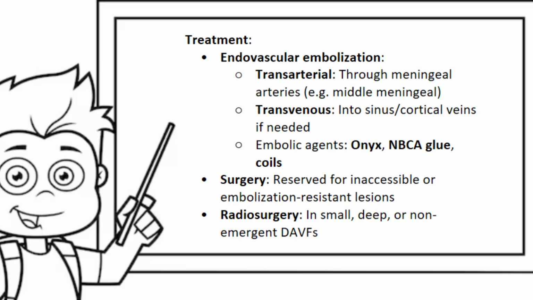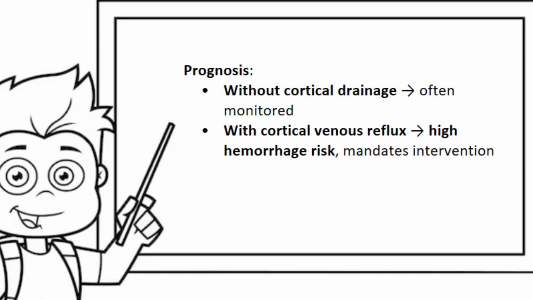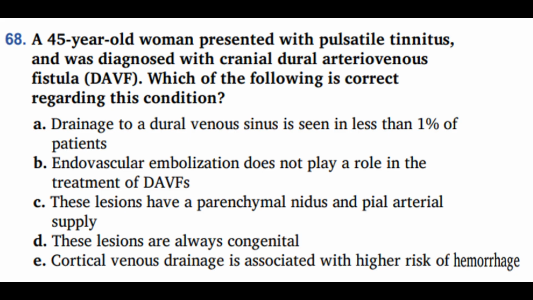Surgery is reserved for inaccessible or embolization-resistant lesions, and radiosurgery is employed in small, deep, or non-emergent dural arteriovenous fistulas. The prognosis depends on whether or not we have cortical drainage. Without cortical drainage, you can do frequent monitoring, and with cortical venous reflux, there is a higher risk of hemorrhage and it needs immediate intervention. So, back to our question.